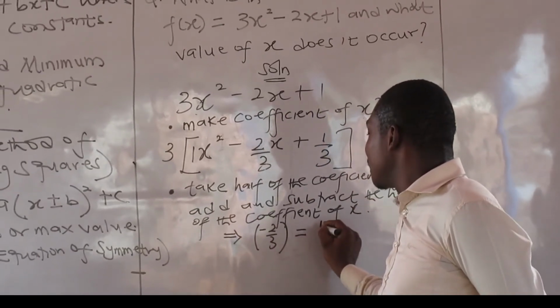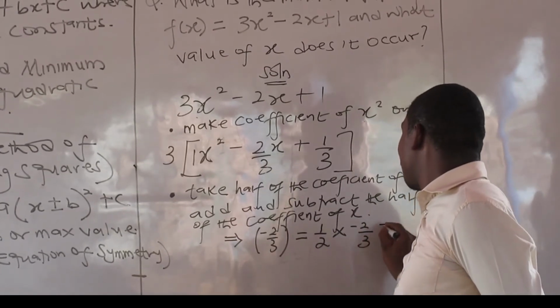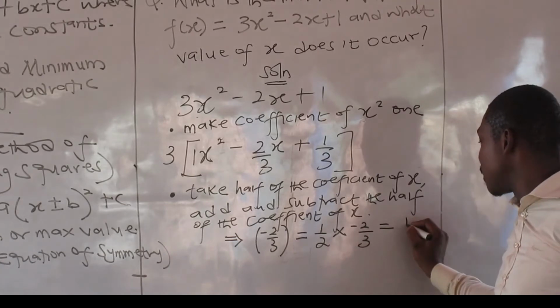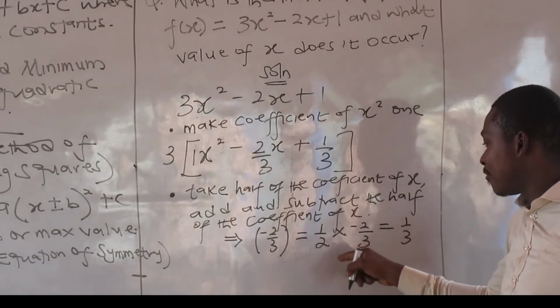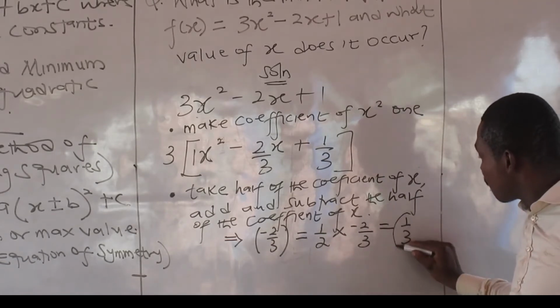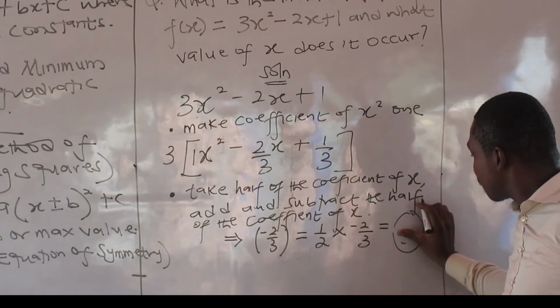How do you take half? Just multiply this number by a half. You get half of that. So you punch a calculator. Just punch half times negative 2 over 3. You get 1 over 3, right? So negative 1 over 3, right? Negative 1 over 3.